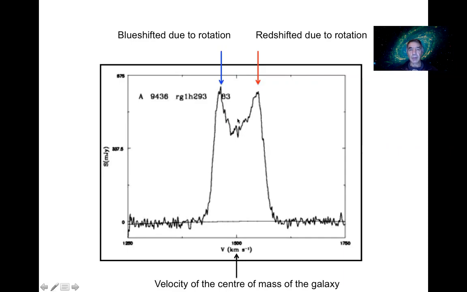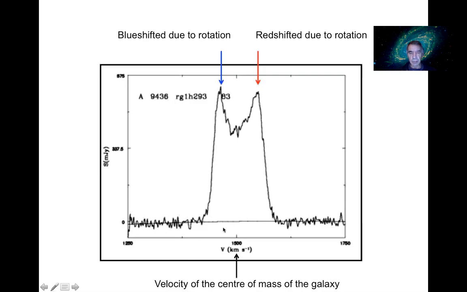Now, there's one thing I told you about a spiral galaxy, and that is that they rotate in an organized fashion. So there's a well-defined axis of rotation, which means that on one side of the galaxy, there will be gas that is coming towards us due to the rotation of the galaxy. And on the other side of the axis of rotation, there will be gas that's moving away from us due to the rotation of the spiral galaxy.